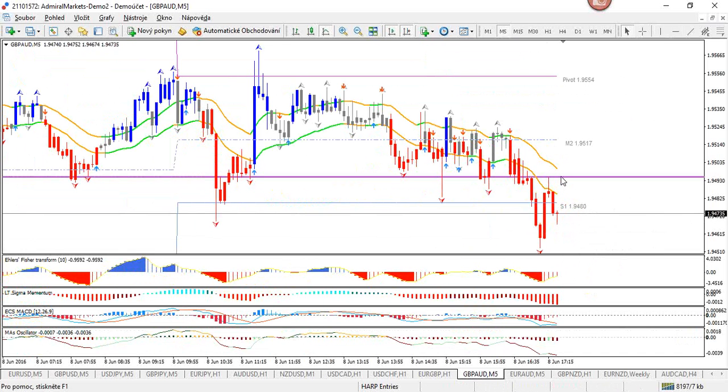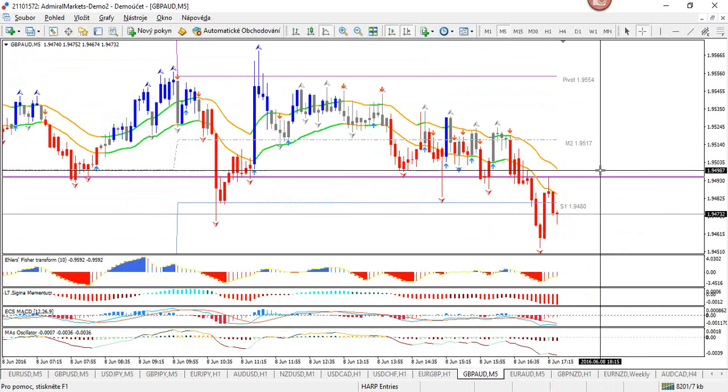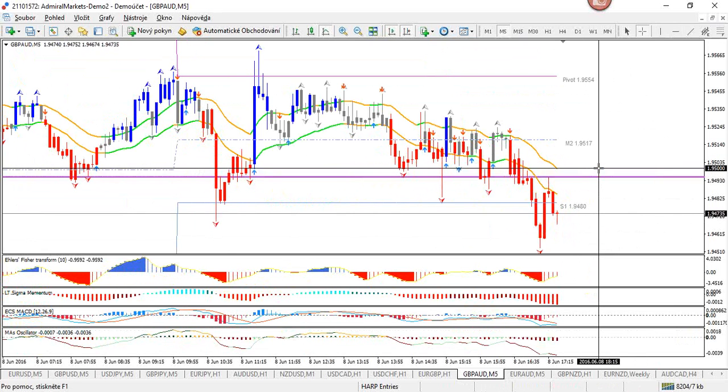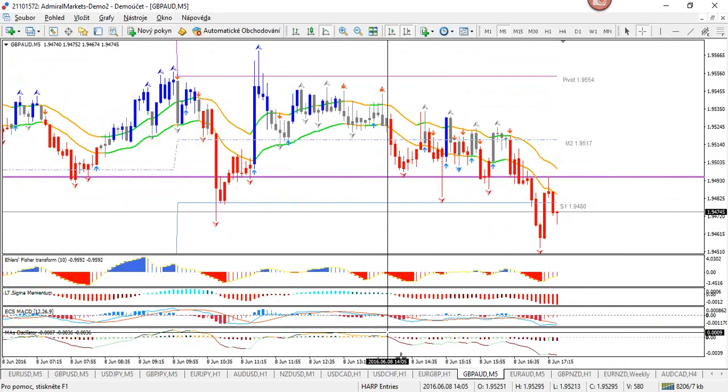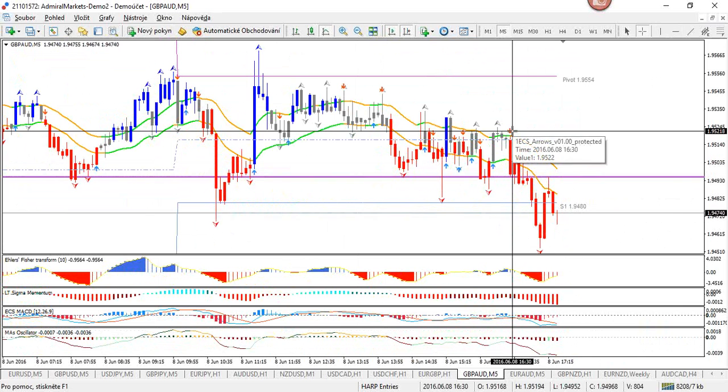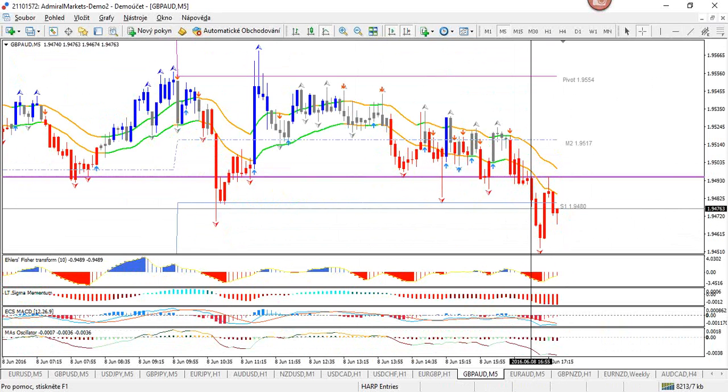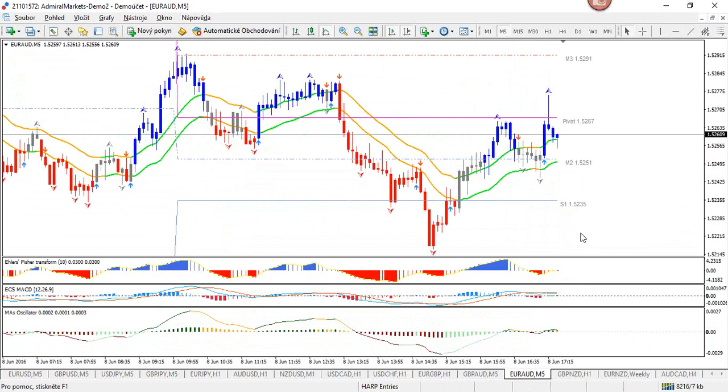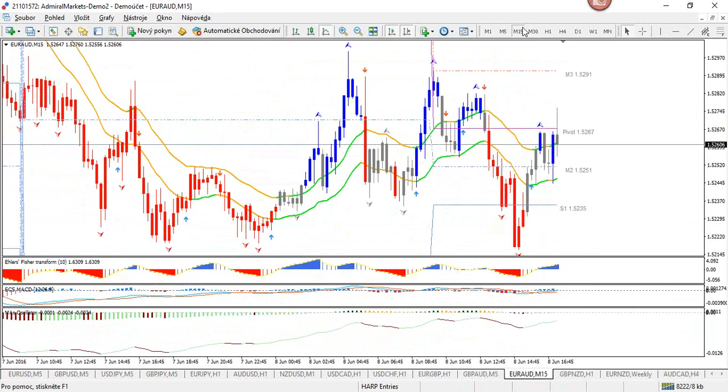Looks like I just moved it a tad too tight. That's a pity. Maybe I should have used the 195 psychological level, which is a round level. That would have been probably a bit better to use. But anyhow, those things happen when trading a bit faster. Let's see if there's anything on the 15 here.